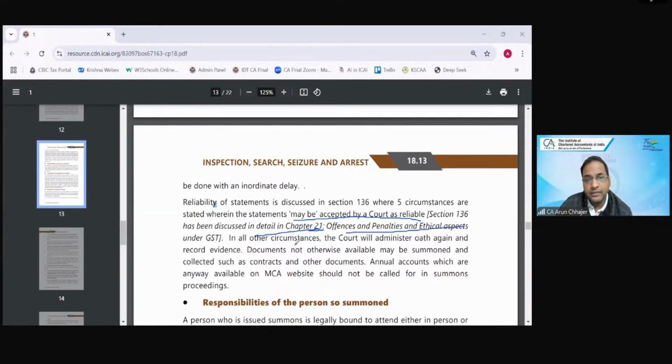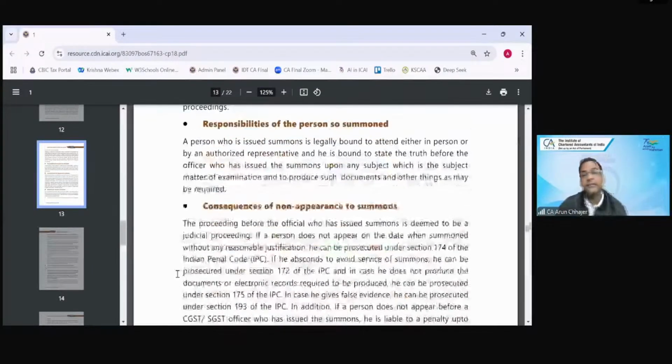Offense and penalty. In all other circumstances the court will administer oath again and record the evidence. The document not otherwise available may be summoned. Okay. Responsibility of the person so summoned. What is his responsibility? A person who is issued summons is legally bound to attend either in person or by authorized representative. It is mandatory. It is an obligation.